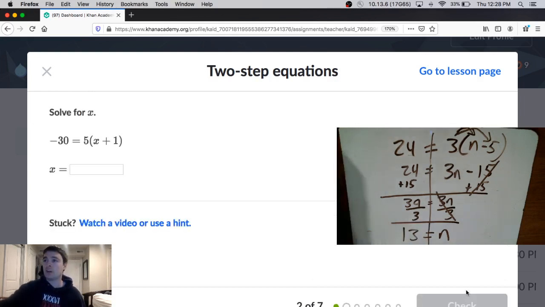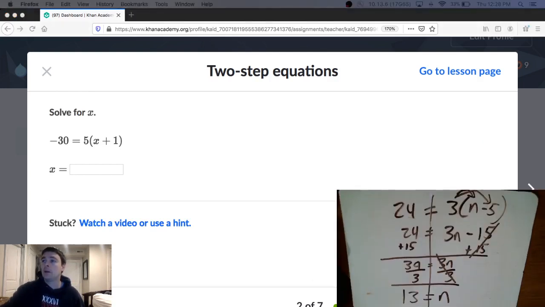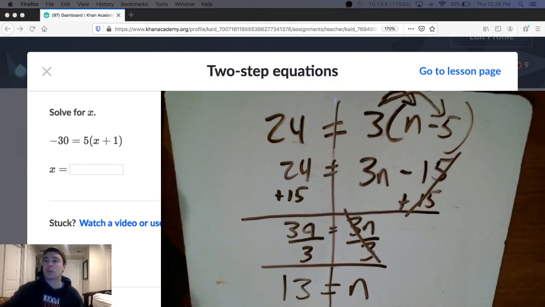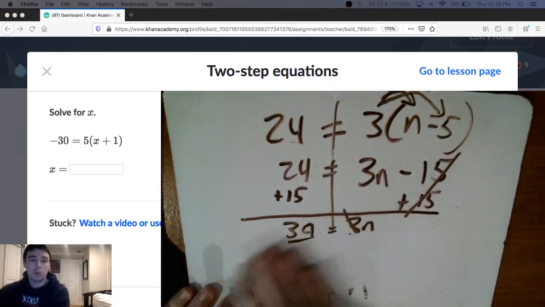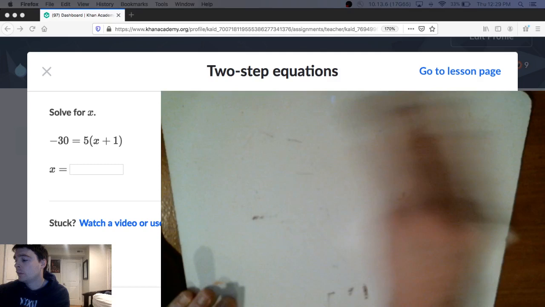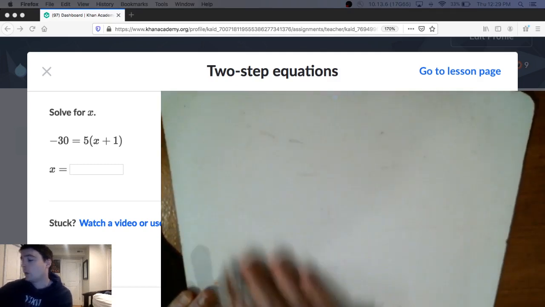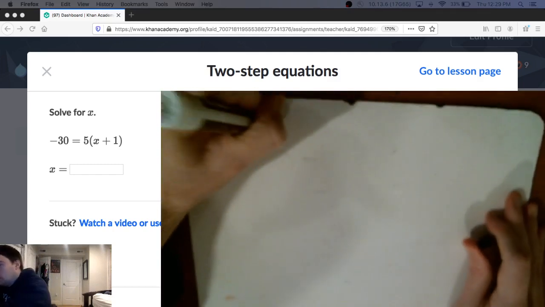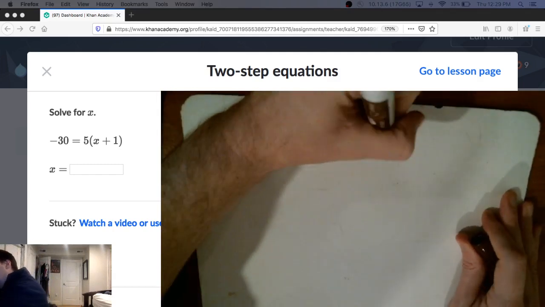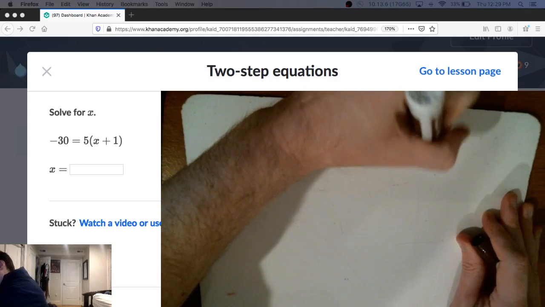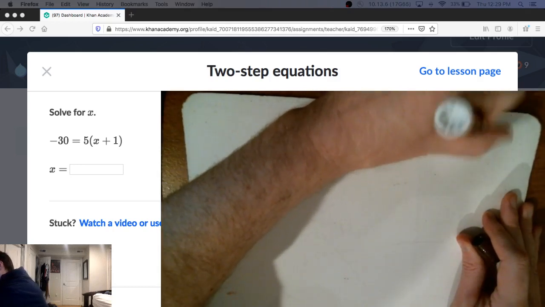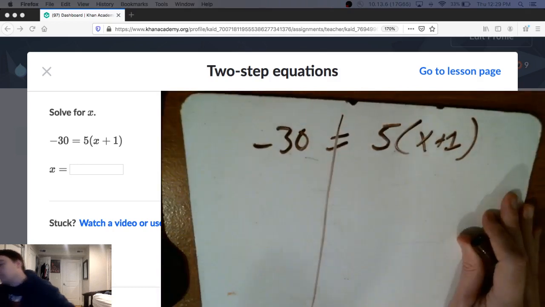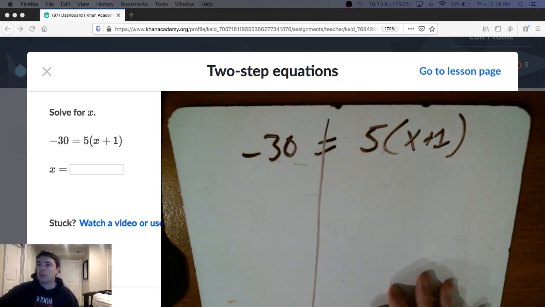So here we see our second question. Give me a second to fix the whiteboard. This new equation says negative 30 has to be equal to 5 multiplied with x plus 1. So again, negative 30 needs to be equal to 5 multiplied with whatever x plus 1 makes. Again, there's multiple ways to go about solving this equation. I'll show you one method that works for me.